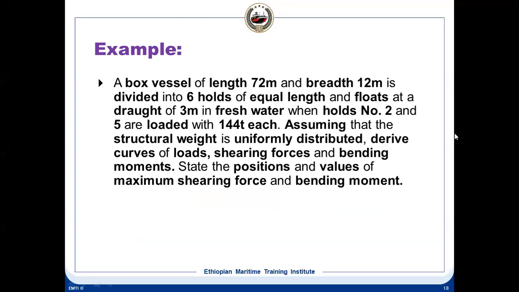So this is the last one, where the 72 meter length is given, the breadth is given, and 6 holds of equal length, and it is floating at 3 meter draft in fresh water, and number 2 hold and number 5 hold are loaded in this quantity, and at that time 3 meter is the draft. So you assume the light ship weight is uniformly distributed. You need to construct the shear force and the bending moment curve.